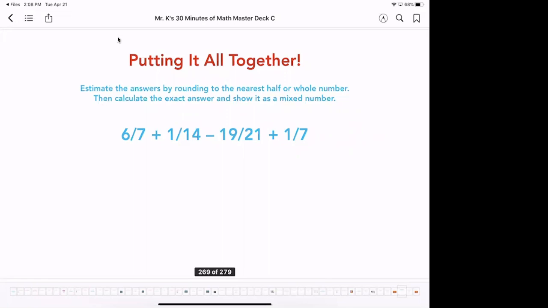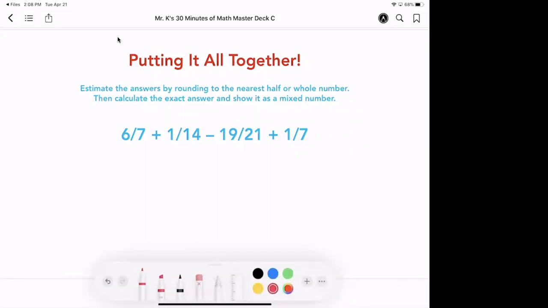Okay, I see we have some disagreement about this one, which is wonderful. Let's take a look and see how it would go. All right, let's estimate first. 6/7, well, that's almost 7/7, which would be 1 whole. 1/14, well, that's almost 0/14, so that would be 0, rounded.